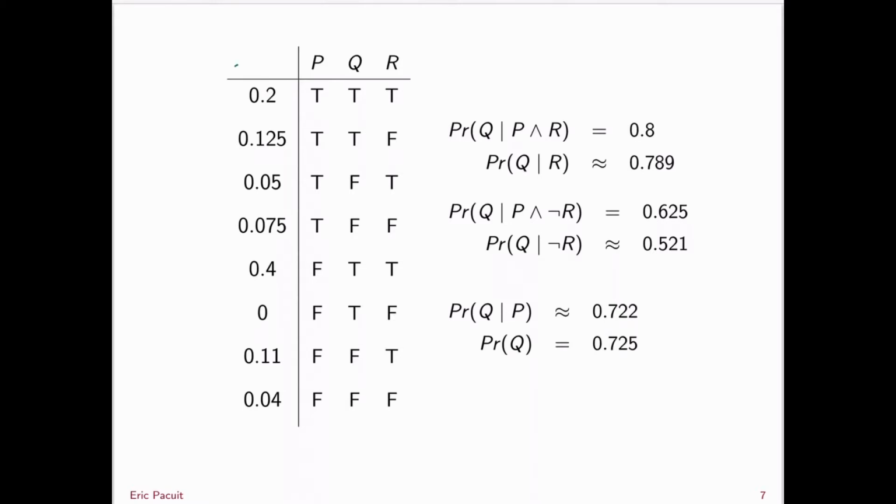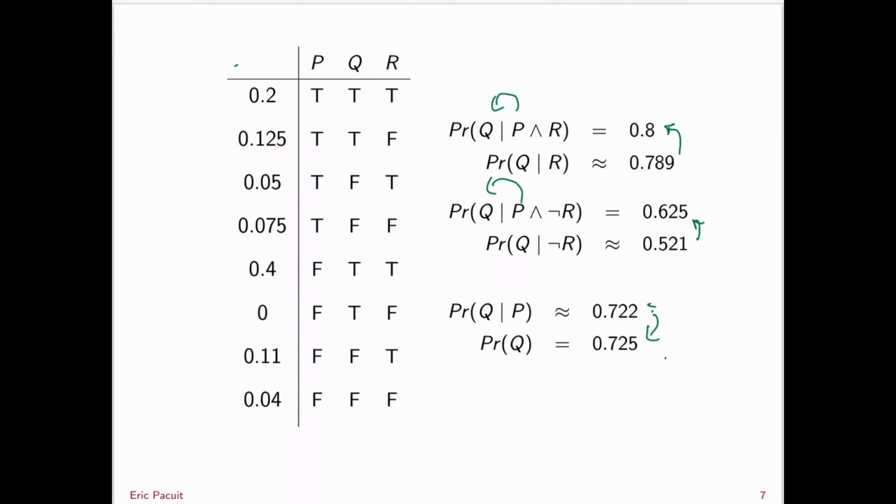Now, here we have a stochastic truth table. And in this stochastic truth table, we witness the fact that the probability of Q given P and R is greater than the probability of Q given R, and the probability of Q given P and not R is also greater than the probability of Q given not R. However, the probability of Q, 0.725, is greater than the probability of Q given P. So conditioned on R, or given R, it looks like P positively supports Q. Conditioning on not R, or given not R, it looks like P positively supports Q. But overall, P does not positively support Q because it actually lowers the probability. Only by a little bit, but it lowers the probability.